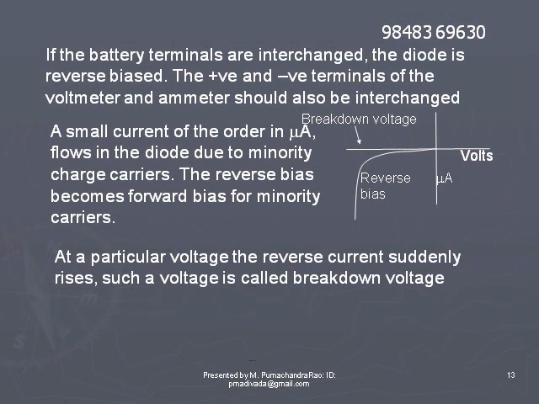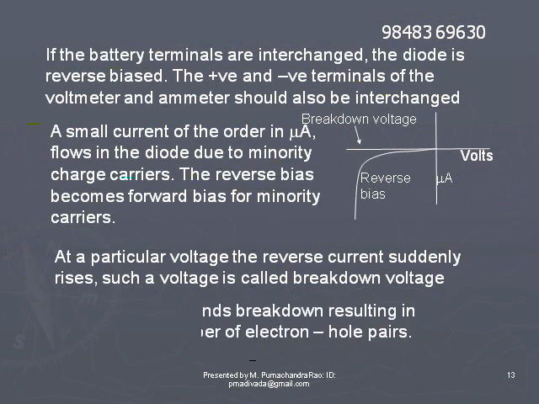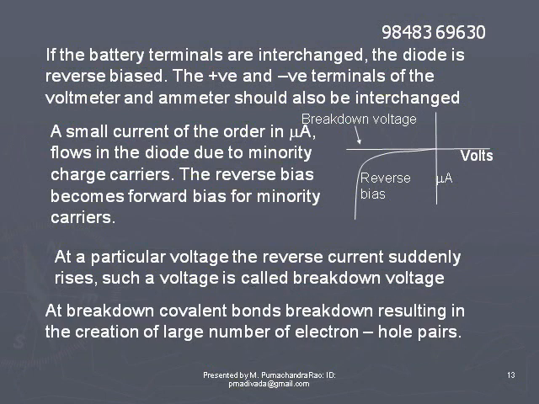It is confined to the third quadrant. The voltage is taken on the x-axis, of course on the negative side of the x-axis, and the current is taken on the negative side of the y-axis, and it is in microamperes. This current is due to the minority charge carriers. The reverse bias of the diode acts as forward bias for minority carriers. For minority carriers, it acts as a forward bias, and the electrons and holes will be drifted.